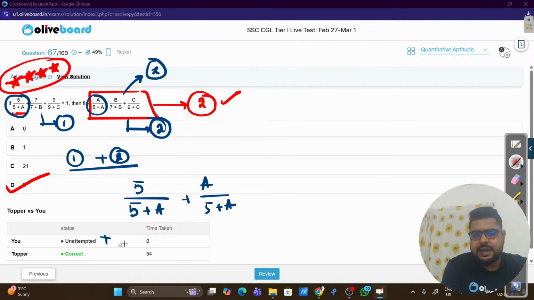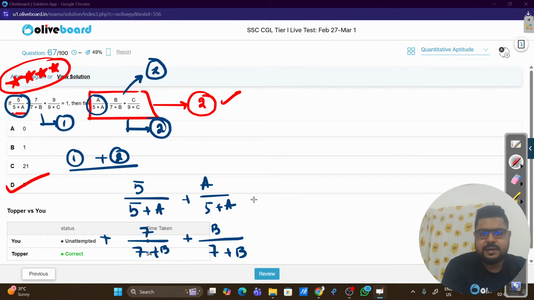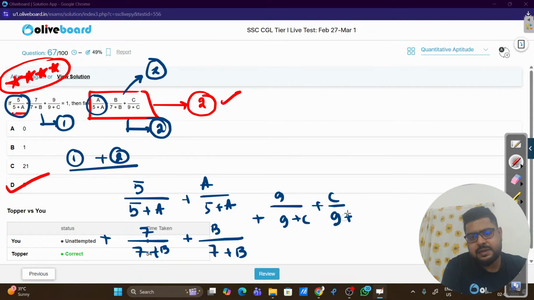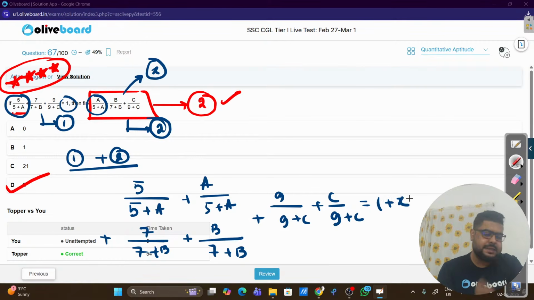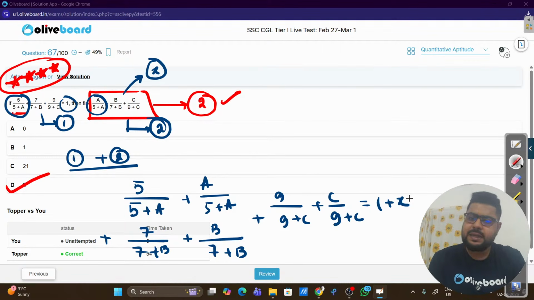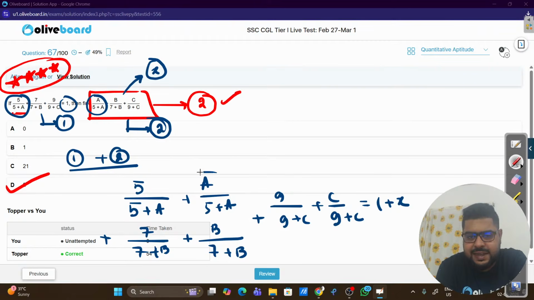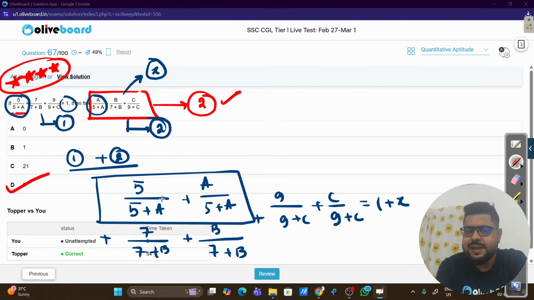Similarly, I'm just writing it below each other. So this is 7 by 7 plus B plus B by 7 plus B. Again, plus 9 by 9 plus C plus C by 9 plus C. That is equal to, the right hand side will also get added, 1 plus x. I hope you guys can see this. Perfect.